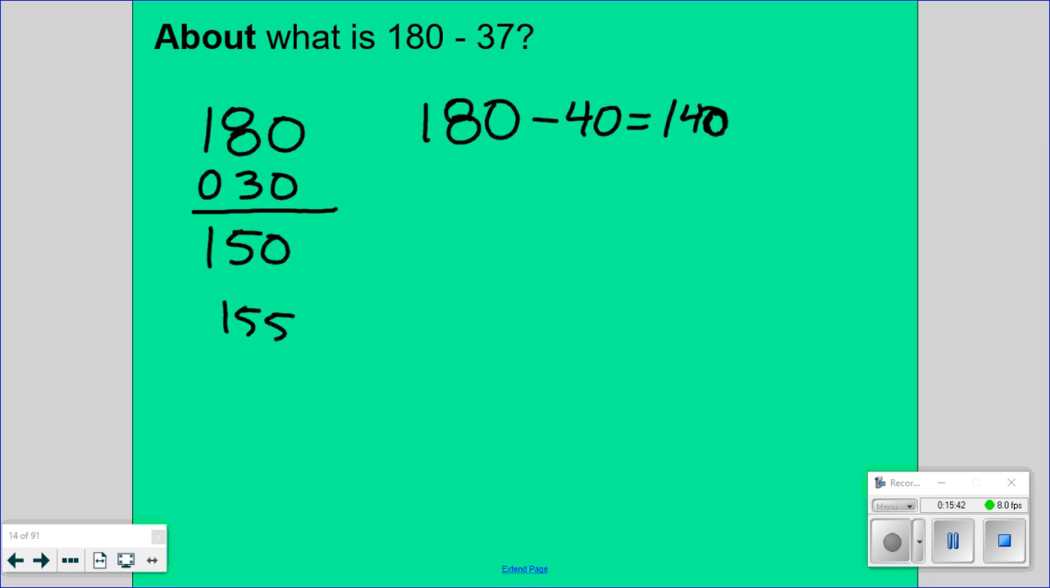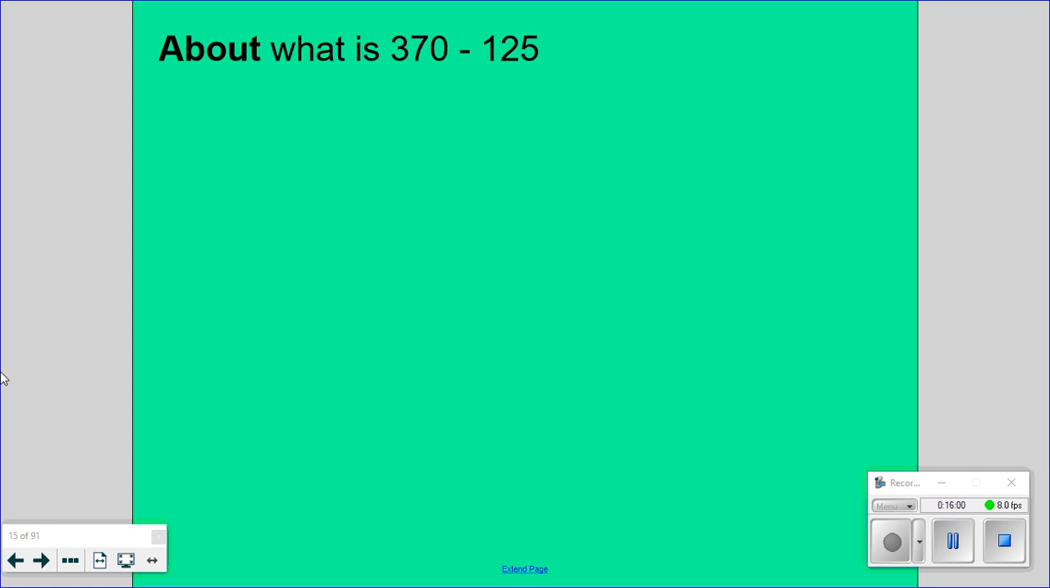150. Okay, is 154 a benchmark number? So normally when we estimate, we end with a benchmark number. You ready to try another one? Go ahead and erase your space. All right, here's our new equation. Ready? 370 minus 125. Write that equation and then just get a close to number.